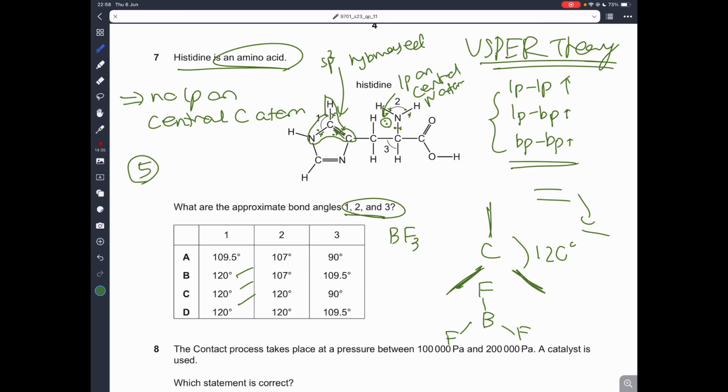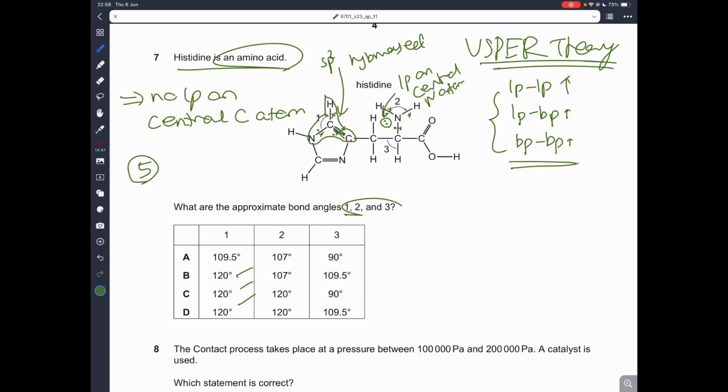It's not going to be 120 because there's a lone pair here. The lone pair is going to repel these two bond angles to smaller angles. So how is it going to look? Well, it's kind of the same as ammonia if you think about it, because ammonia also has a lone pair. In this case, the three are H, H, and C. So it's going to be something like this, H and C, somewhere around a 107 degree angle.